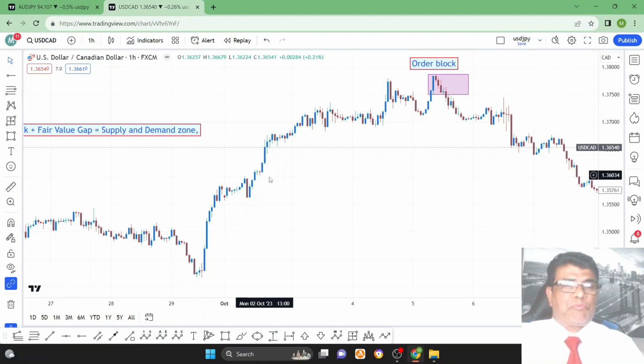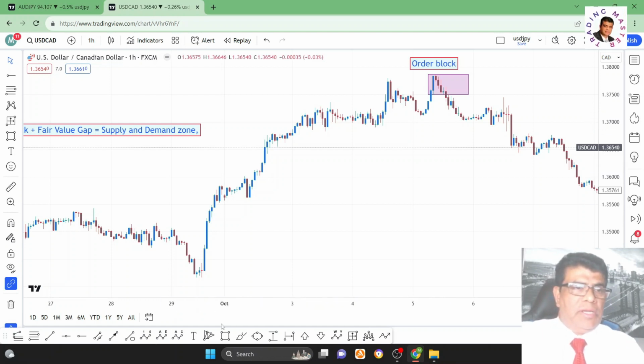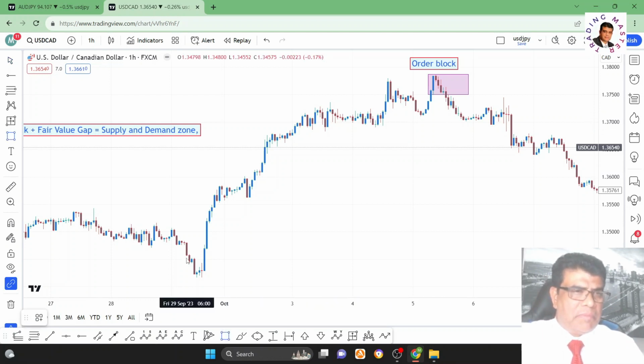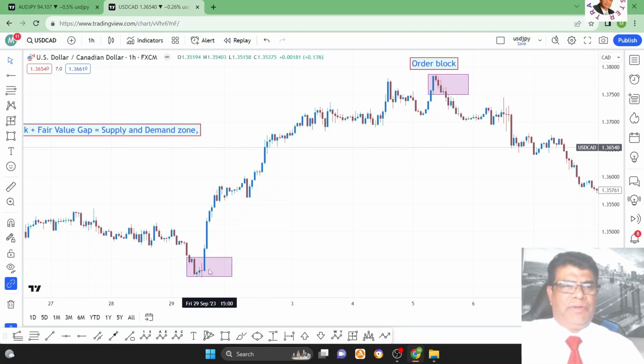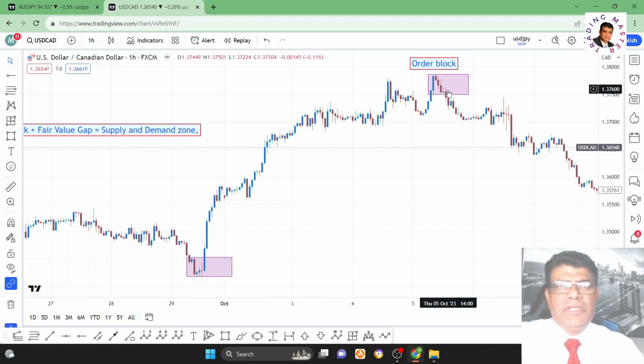Now look at here, another order block right here. This one registered the lowest, and this was the previous candle. And look, this candle actually closed above the red candle. Now this area is an order block. This is also an order block, but notice something different between this one and this one.